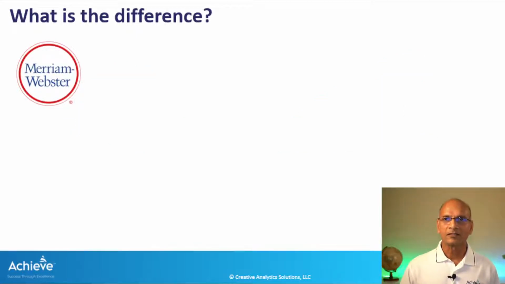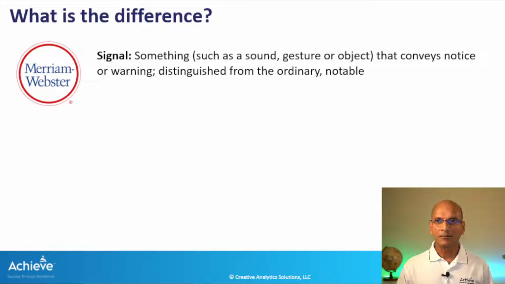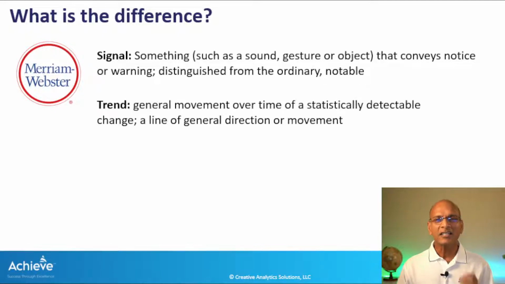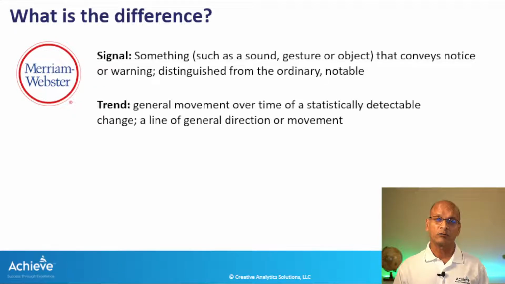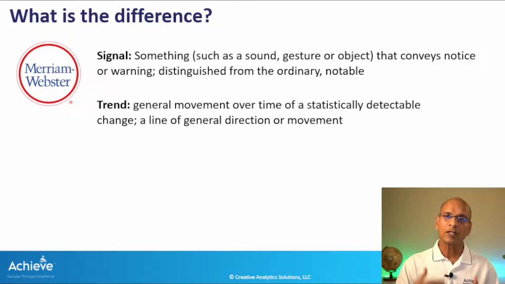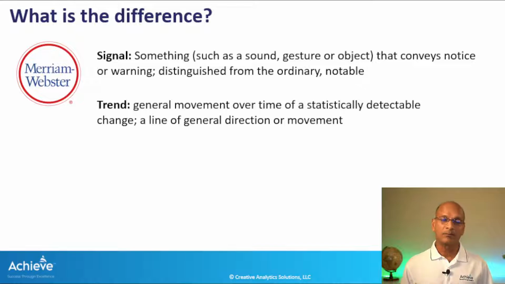What is the difference? A signal is something such as a sound, gesture, or object that conveys notice or warning, is distinguished from the ordinary and notable. This is how signal is defined. What's a trend? Trend is a general movement over time of a statistically detectable change, a line of general direction or movement. So trend happens over a period of time. Signal could happen at any time. That's a big difference.